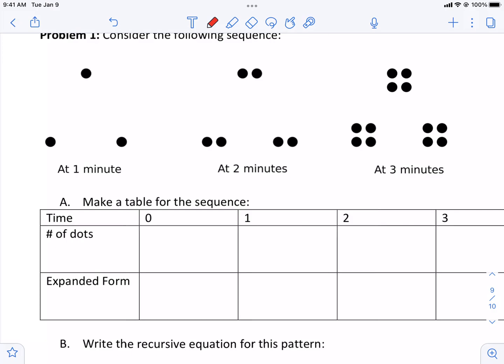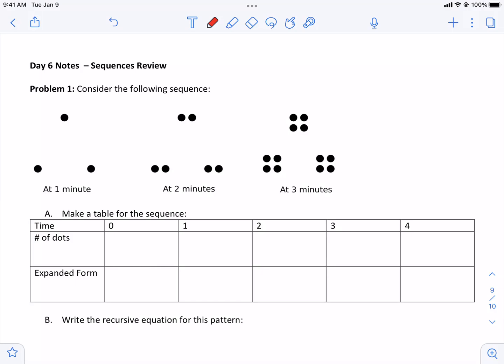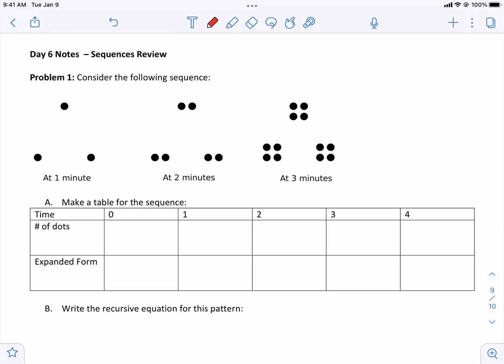So we can see at time 0, we don't know, but at 1 minute, there are 3 dots. Oh, let's make that thinner. At 2 minutes, there's 1, 2, 3, 4, 5, 6 dots. At 3 minutes, there's 1, 2, 3, 4, 5, 6, 7, 8, 9, 10, 11, 12 dots.